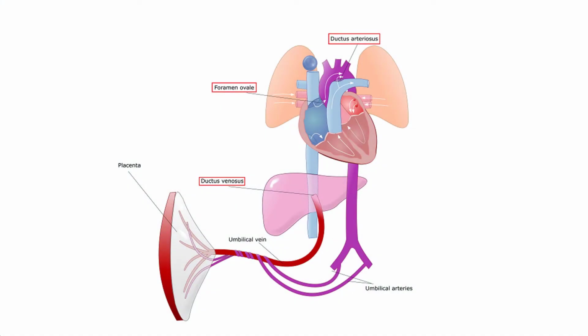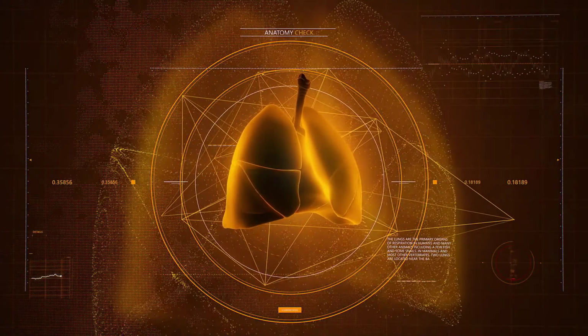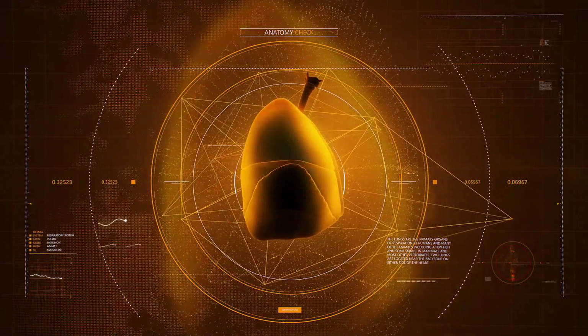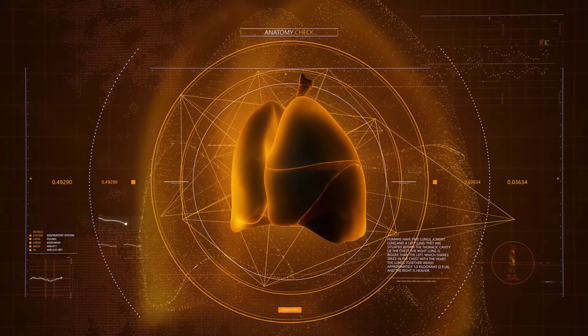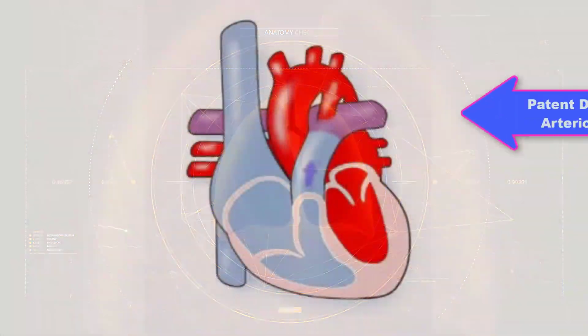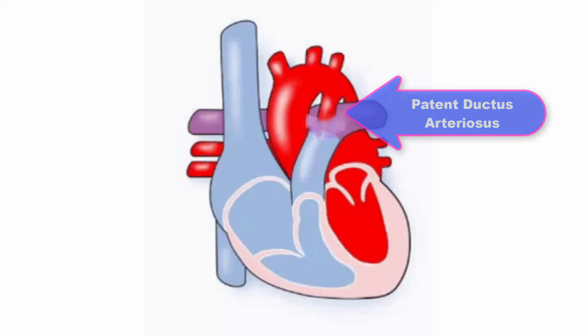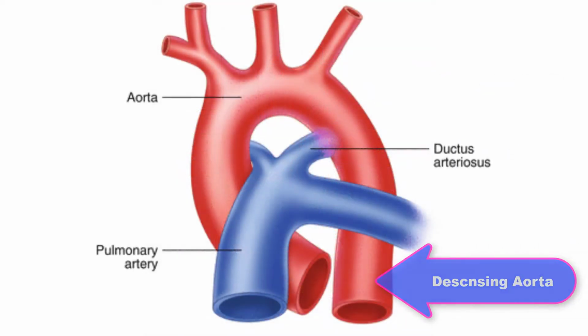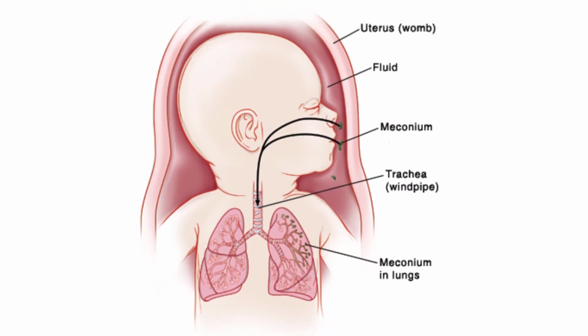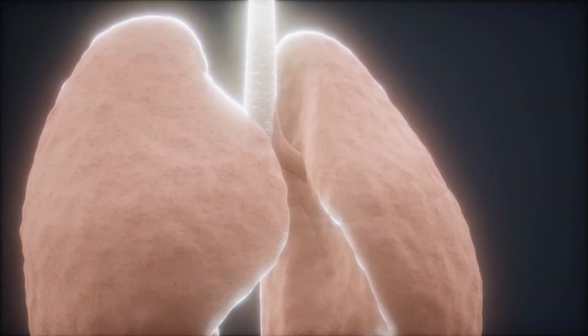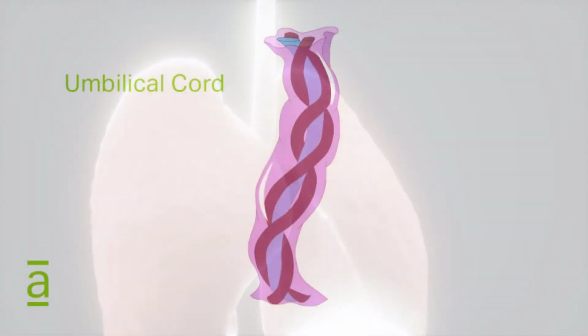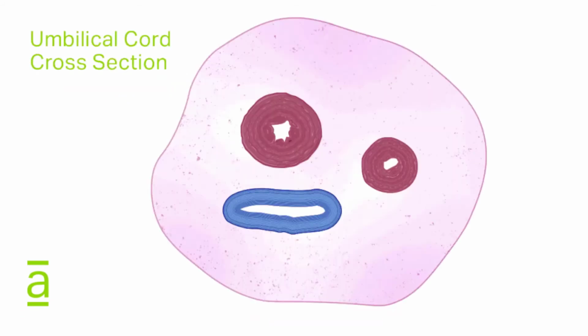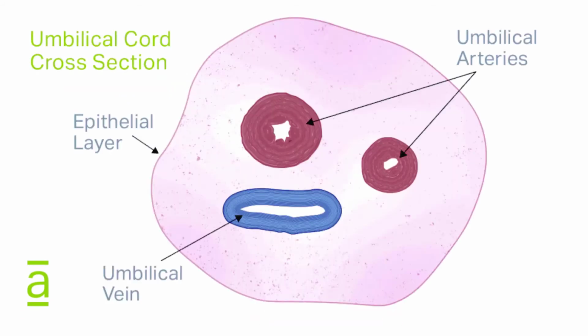Deoxygenated blood from the superior vena cava flows into the right atrium, the right ventricle, and then the pulmonary artery. Because of high pulmonary vascular resistance, only a small percentage, about 5 to 10% of the blood in the pulmonary arteries flows to the lungs. The majority is shunted through the patent ductus arteriosus and then to the descending aorta. The fetal lungs are essentially non-functional because they are filled with fluid, making them resistant to incoming blood flow. They only receive enough blood for proper nourishment. Finally, two umbilical arteries carry the unoxygenated blood from the descending aorta back to the placenta.